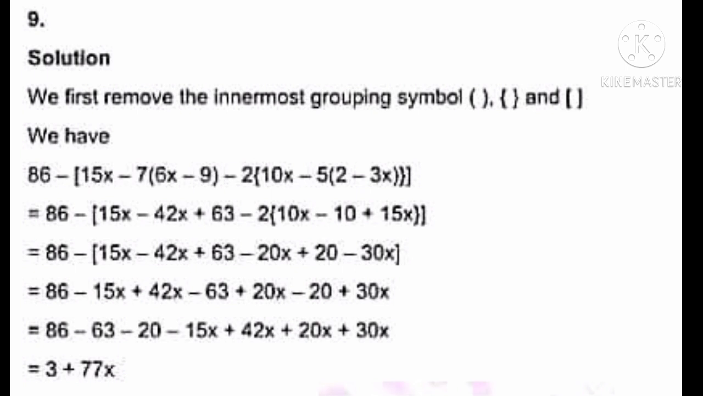So then again what we are doing, we are removing this square bracket also. So we are writing it as 86 minus 15x plus 42x minus 63 plus 20x minus 20 plus 30x. So writing all the like terms together and solving them. Do the solving side by side here. Okay, I have solved it and the answer is 3 plus 77x.